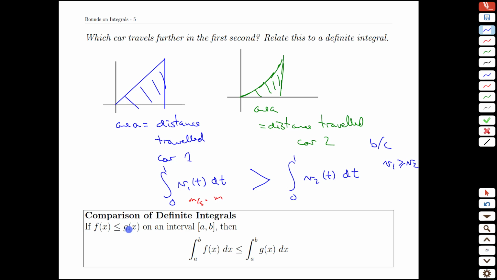If we have one function that's always smaller than another, then the area underneath the first is going to be always smaller than the area under the second. If we want to be strict, we could have them less than or equal to and less than or equal to. And again, that's a nice way we can bracket maybe a complicated function with a simple function that's larger, and then get a comparison of the areas or the integral values.